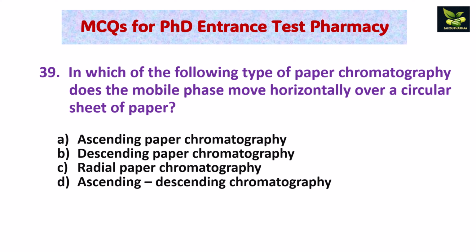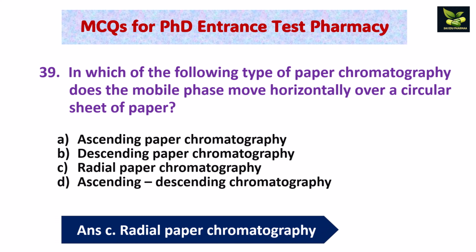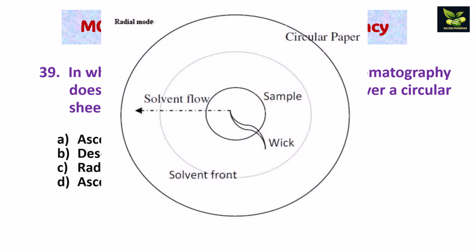In which of the following type of paper chromatography does the mobile phase move horizontally over a circular sheet of paper? Ascending paper chromatography, descending paper chromatography, radial paper chromatography or ascending descending chromatography? In this the answer is radial paper chromatography. This is the diagram in which you can see that horizontally the solvent flow occurs.